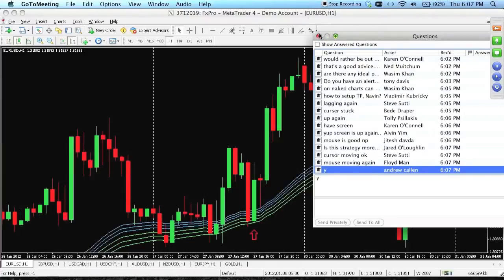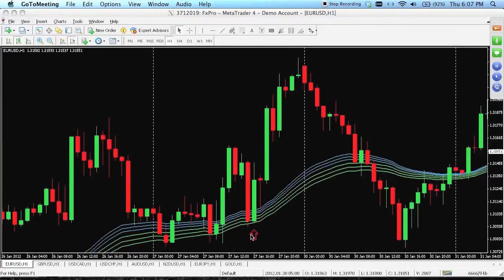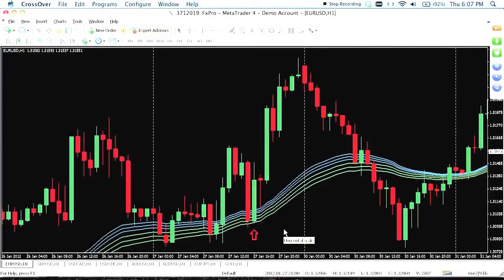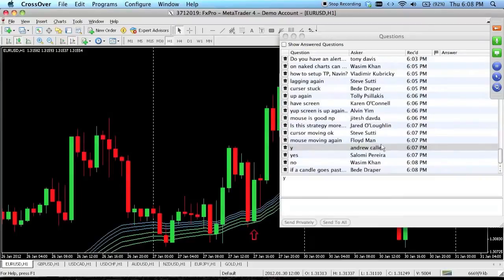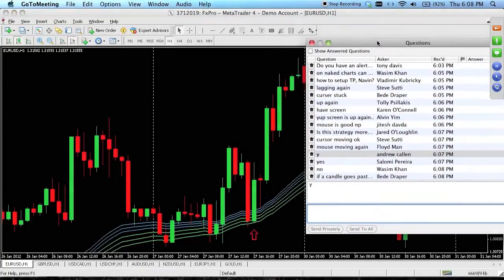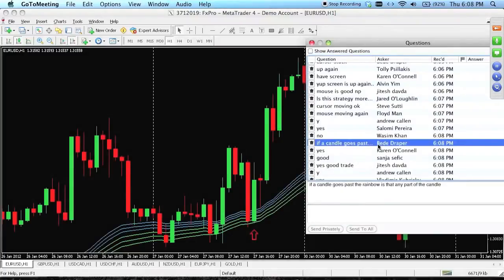Okay. Let's continue here. So yes, let's take a look at this particular arrow. Is this a good trade? Okay, yes. If the candle goes past the arrow, is that any part of the candle? No, just the close. Like these little long tails that you see, they can go as far as they want. That's not a problem. But this thing that's filled, the chunk of red or the chunk of green, that is called the body. The body should not be on the outside. The tails can go as far as they want.